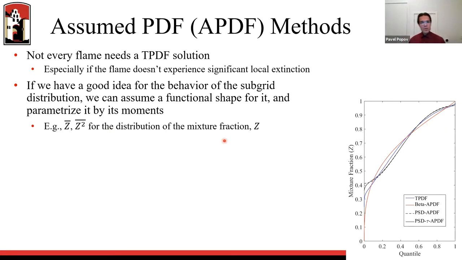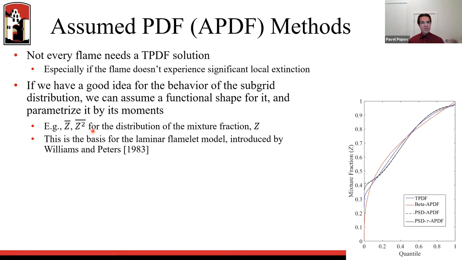Okay, so for example, if we are modeling mixture fraction, we can parametrize it by the mean mixture fraction and the mean mixture fraction squared. And this is the basis for the laminar flamelet model, which was first introduced by Williams and Peters, and for that you can look at their 1983 paper, which is referenced at the end of this talk.